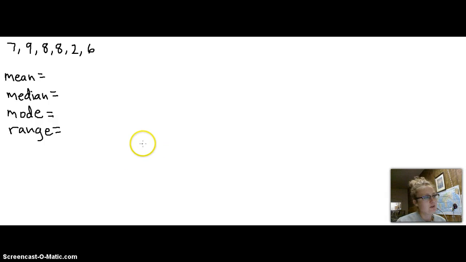Alright, we're going to do a problem that lets us practice how to find some statistics on a list of numbers. The statistics we're looking for are the mean, median, mode, and range. So we need to know the difference between these four things. The mean, of course, is the average. So let's find that first.